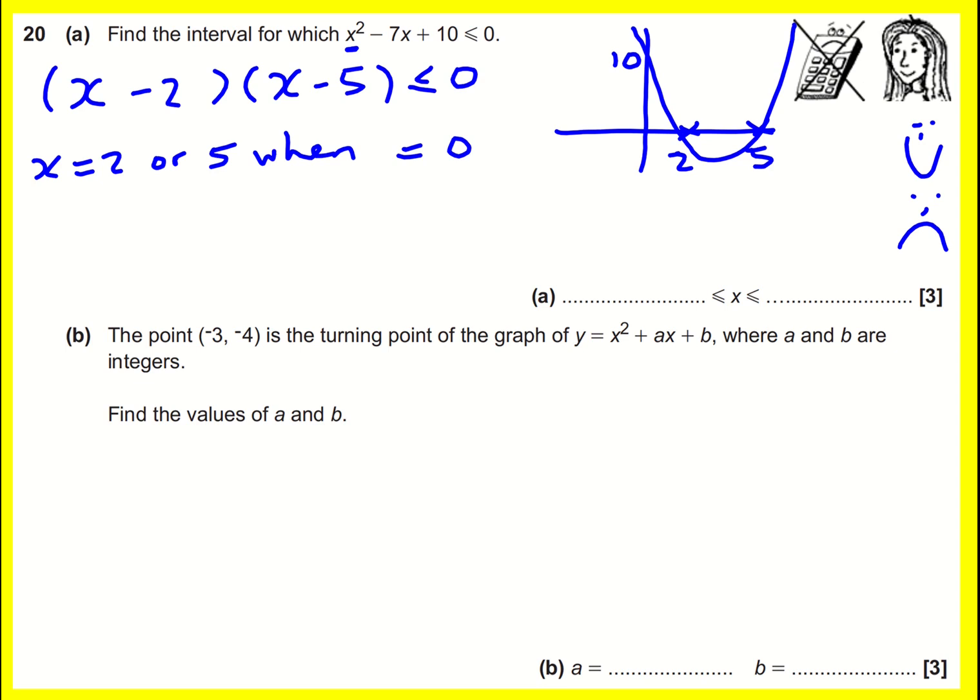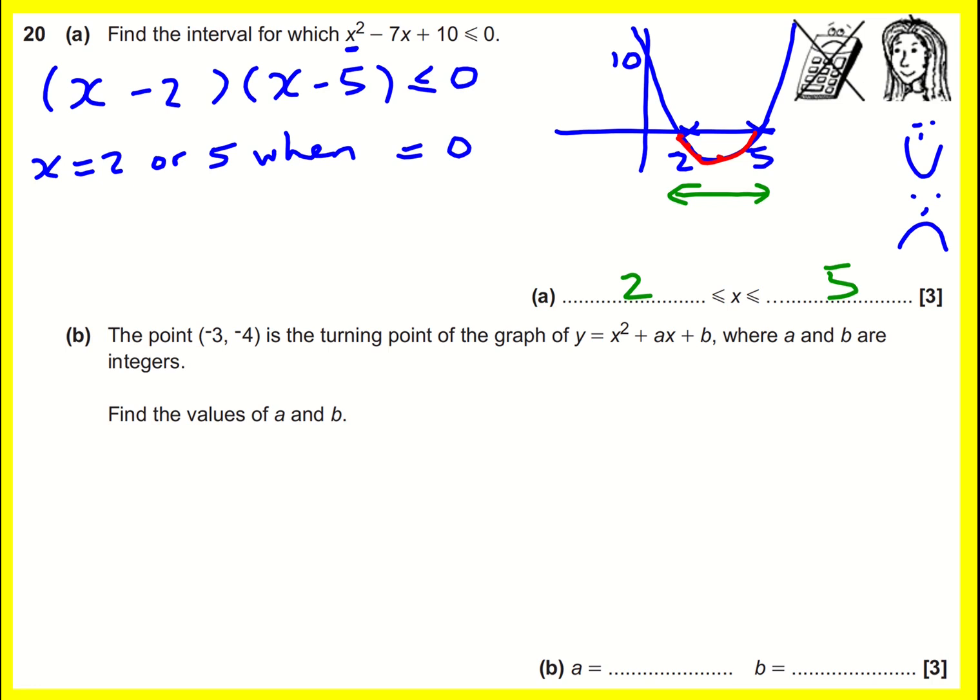Okay, so where is this function? I'm now considering it as a function, y equals. Where is this less than or equal to 0? Well, it's here and here and here and here, and basically this bit that I'm shading in red. And so what are the x values where it's less than or equal to 0? It's this region here. It's everything between 2 and 5. And that's my answer.